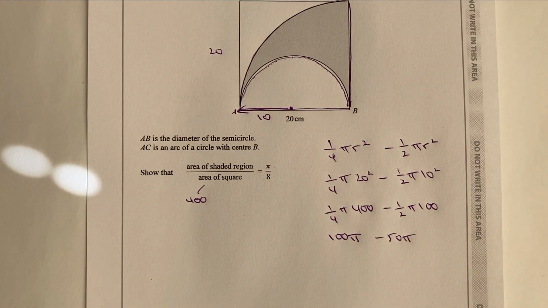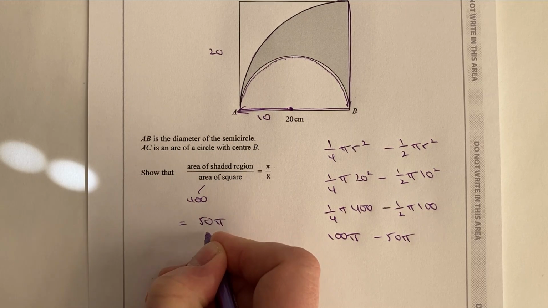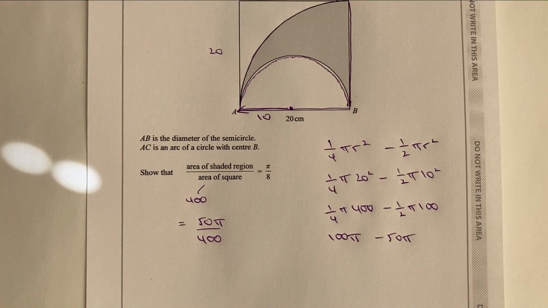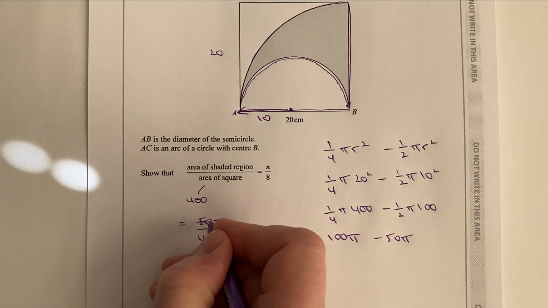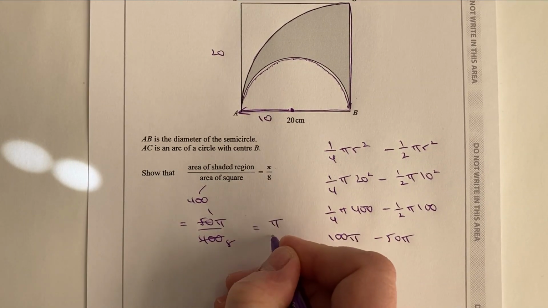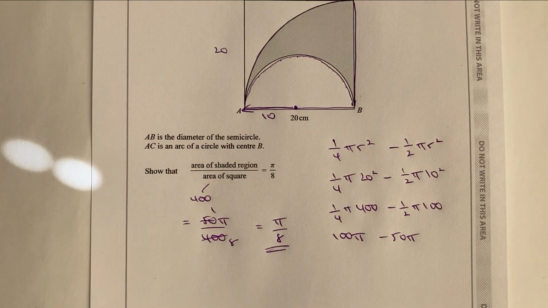Okay, so what I end up with now is the area of the shaded region, which is going to be equal to 50 pi over 400. Okay, so that's easy enough to simplify. 50 goes into 400 8 times, so I can put that as 1, put that as 8, which is therefore going to be pi over 8. And that would be the answer to this particular question. Okay, so it looked a little bit tricky to begin with, but not a bad question.